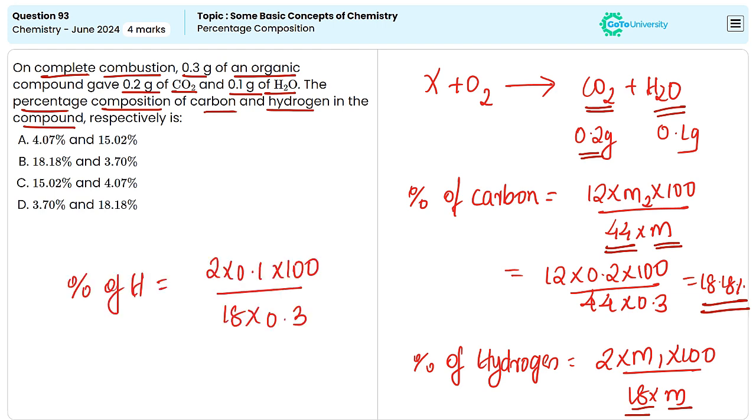So by substituting the values, we can find out the percentage composition, that is equal to 3.70. So from these options, we can see the percentage composition of carbon is 18.18 and that of hydrogen is 3.70. So the correct answer is option B.